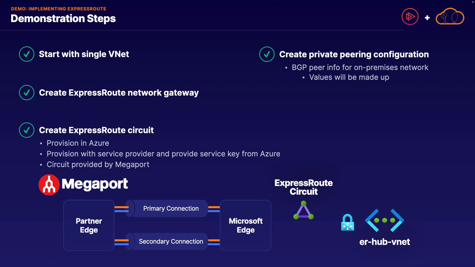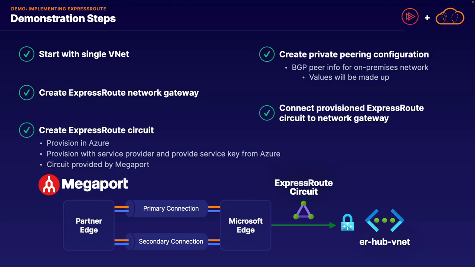And then once we have our circuit and our private peering configuration set up, we will then finish up the process by connecting our provisioned ExpressRoute circuit with our ExpressRoute network gateway, which will complete the process of connecting our ExpressRoute circuit to our virtual network. Quite a bit of fun ground to cover. Let's go ahead and jump into our portal and get the process started.